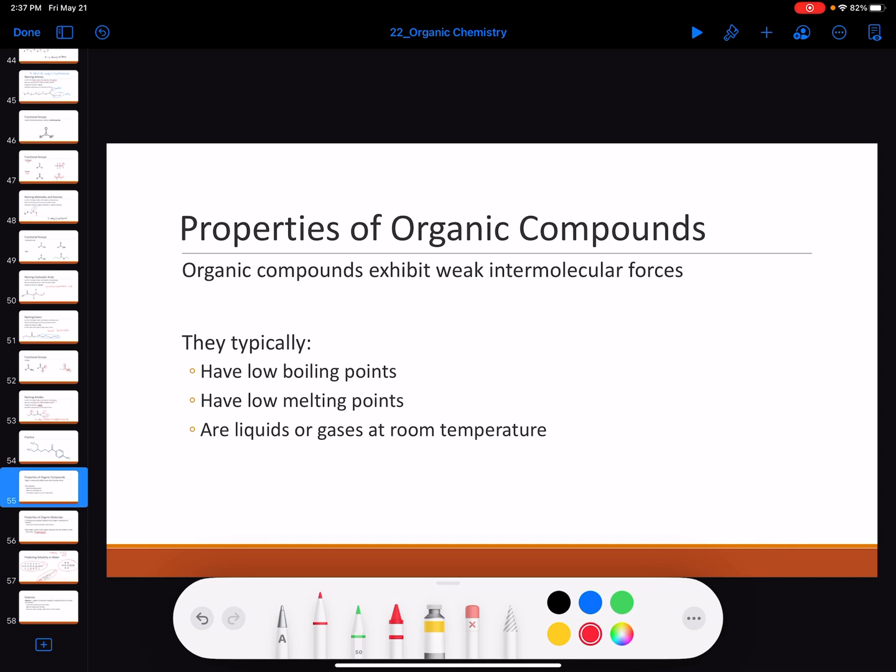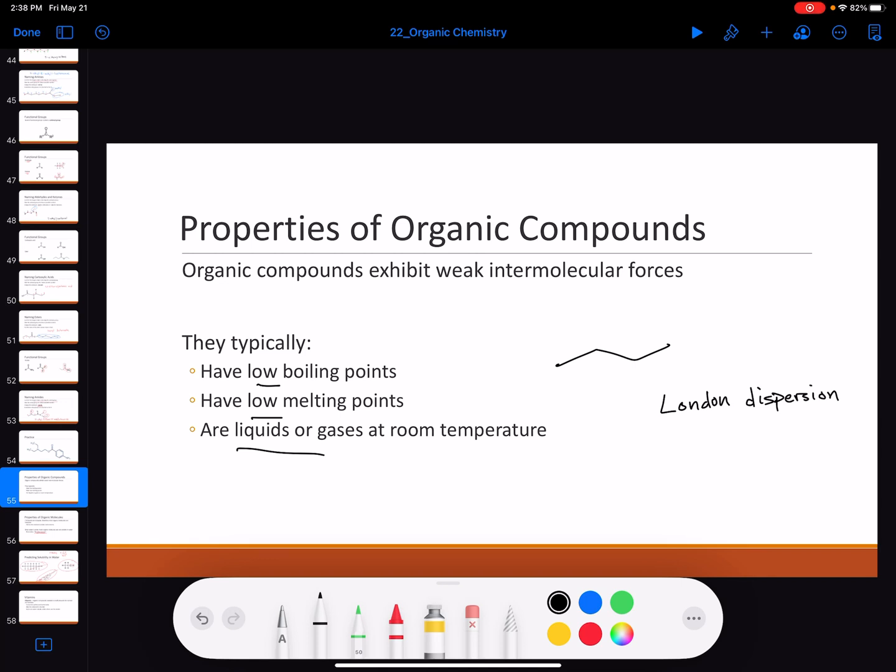Well, we know certain properties about these because if I have something that's just a bunch of carbons and hydrogens, it's only going to exhibit London dispersion forces. Remember from our chapter on intermolecular attractive forces, there's London dispersion, that's the weakest. Then you've got dipole-dipole, which is a bit stronger. Then you've got hydrogen bonding, which is the strongest. So oftentimes, they'll only have really weak forces, so they typically have very low boiling points, low melting points, which means that they're typically liquids or gases at room temperature.